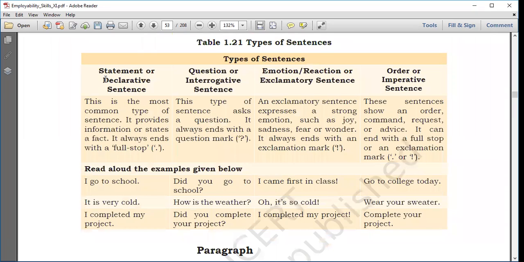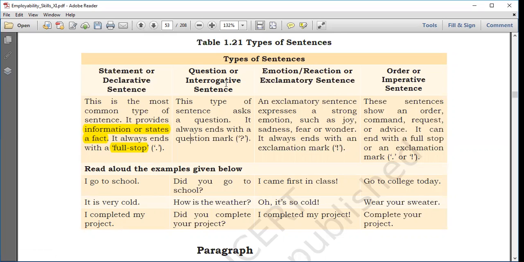First one is declarative sentence, which is also called a normal sentence. Declarative provides the information or states a fact. So any sentence which gives information and states a fact is called a declarative statement. Most of the statements that we use are declarative in nature, and all declarative sentences end with a full stop, right? Like, I go to school, it is very cold today, I completed my project. So these are all declarative.